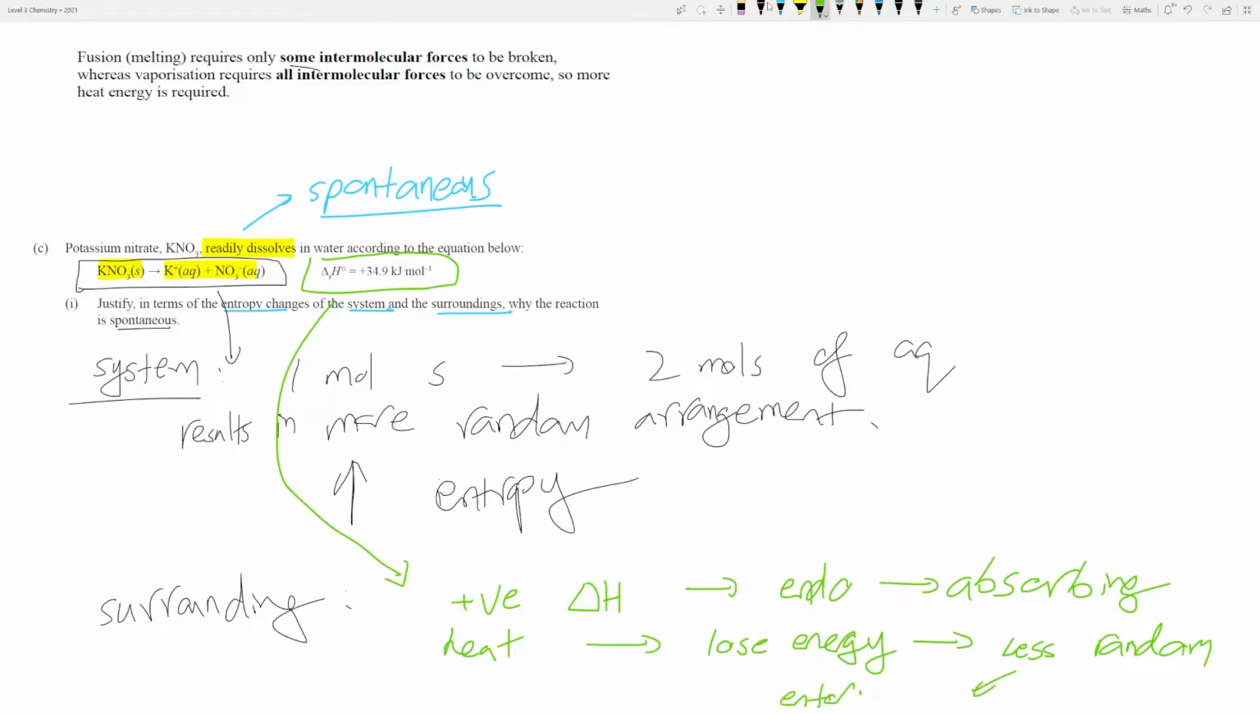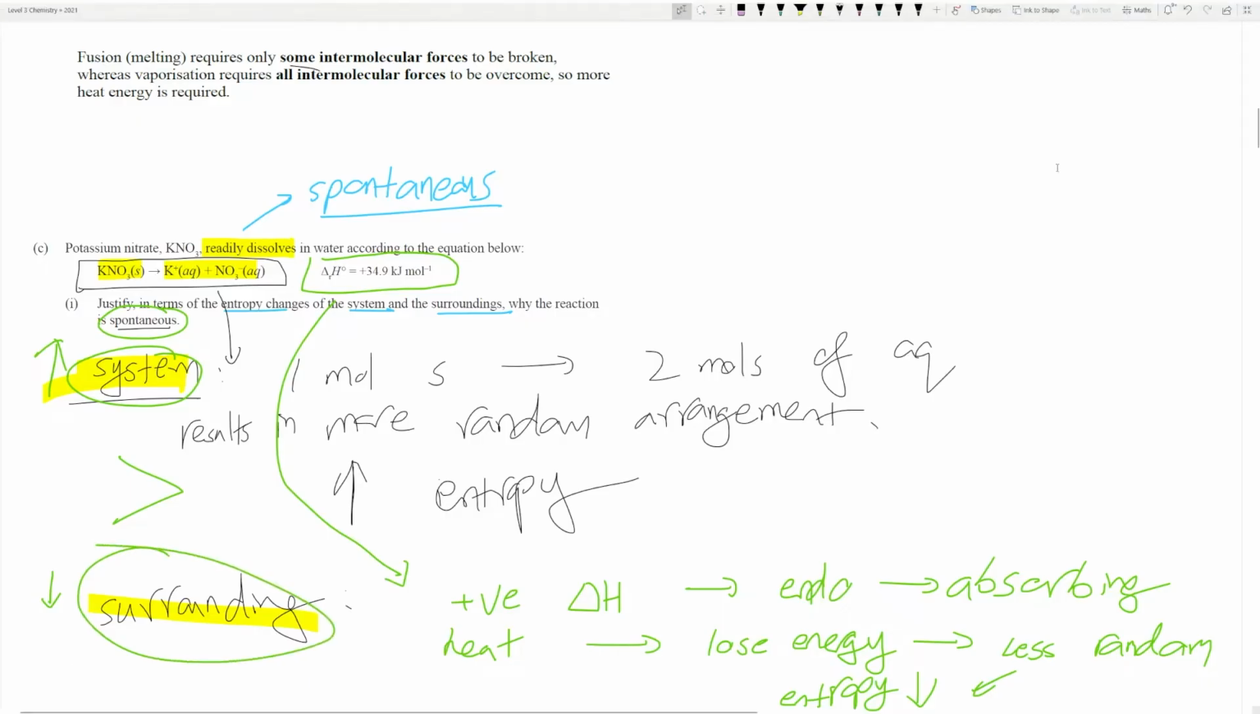The entropy, I can tell I haven't made videos for a while, decreases. Okay, so the entropy of the system increases, the entropy of the surroundings decreases. So why is this reaction spontaneous? That means the entropy increase of the system is big enough to compensate for the entropy decrease of the surroundings. So we're looking at the effect of this being greater than the effect of that. That's why it's spontaneous. Okay, so that's pretty much what you need to do to explain it.